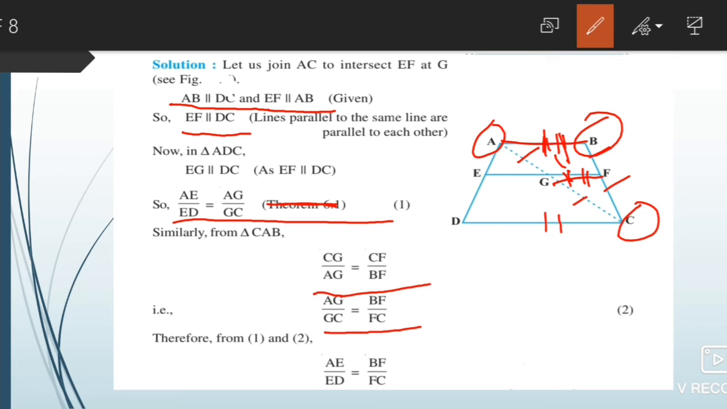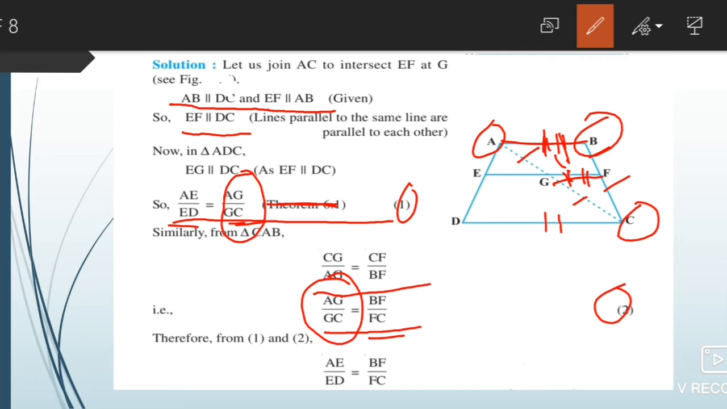Now, if you look at equation number 1 and equation number 2, you can combine these two equations. As you can see, this AG by GC and this AG by GC are equal. That is, the right hand side of equation number 1 and the left hand side of equation number 2 are equal. So you can write this is equal to this, and again this is equal to this one.